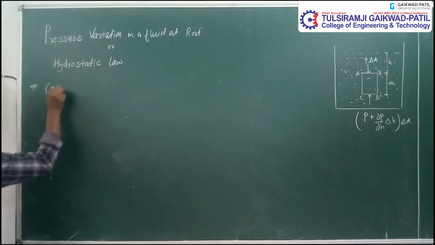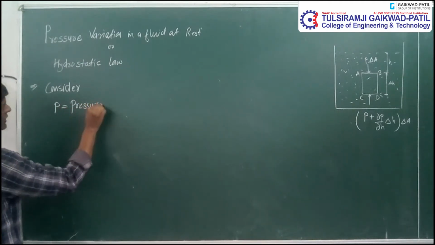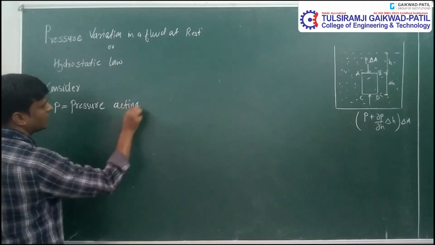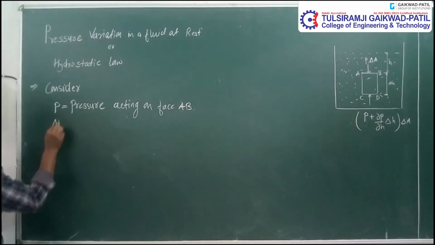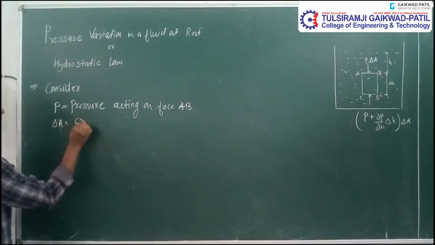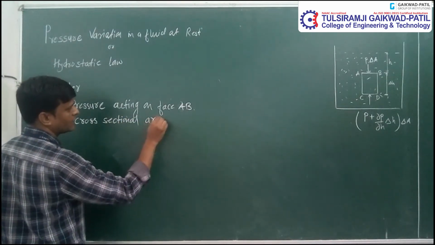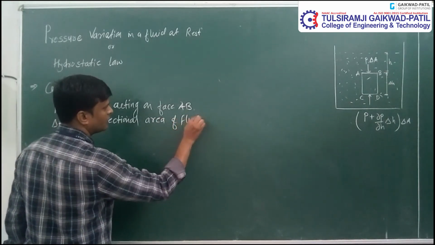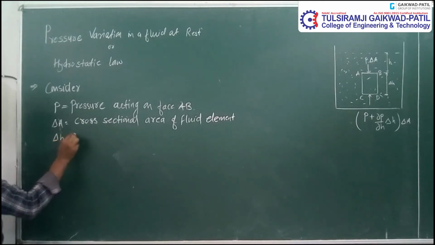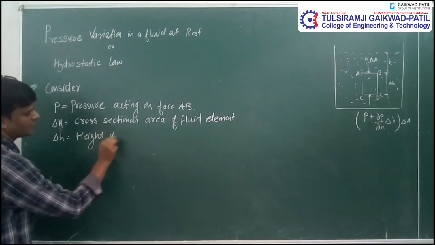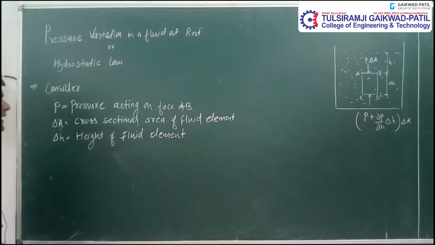Now consider small p to be the pressure acting on face AB, delta A the cross-sectional area of the fluid element, and delta H the height of the fluid element.